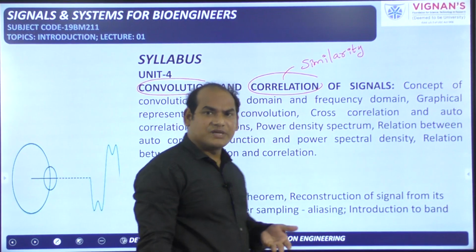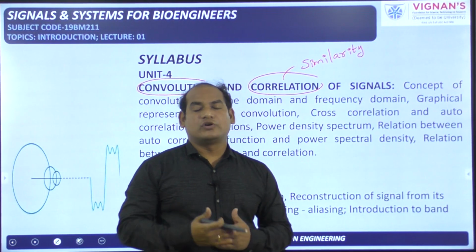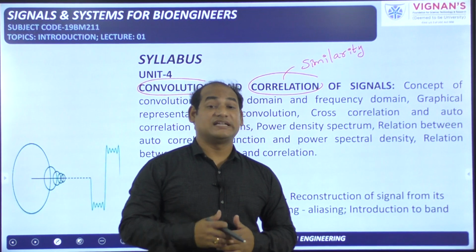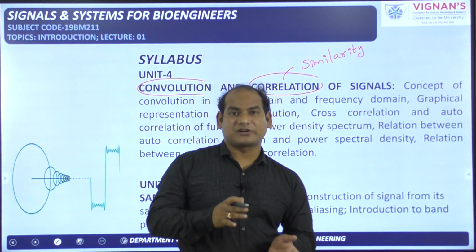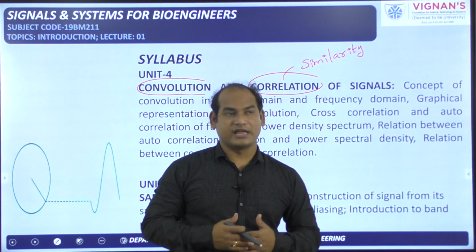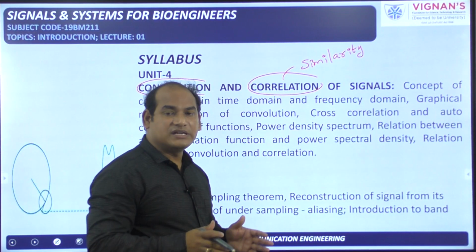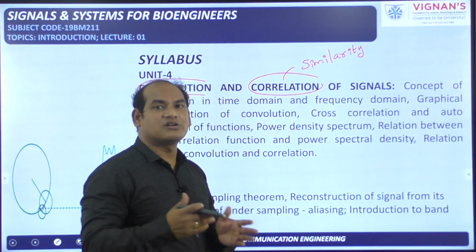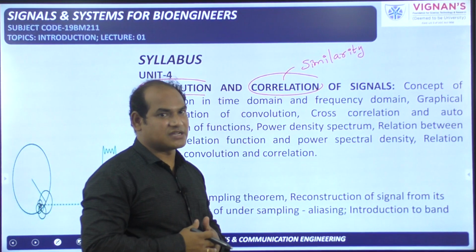And in communication based subjects, this correlation property will be helpful while finding the power spectral density with respect to noise. Actually, we need to find the signal to noise ratio, and in that case it will be helpful. So it is a basic course. It has to be learnt compulsorily in order to understand the communication based subjects also.